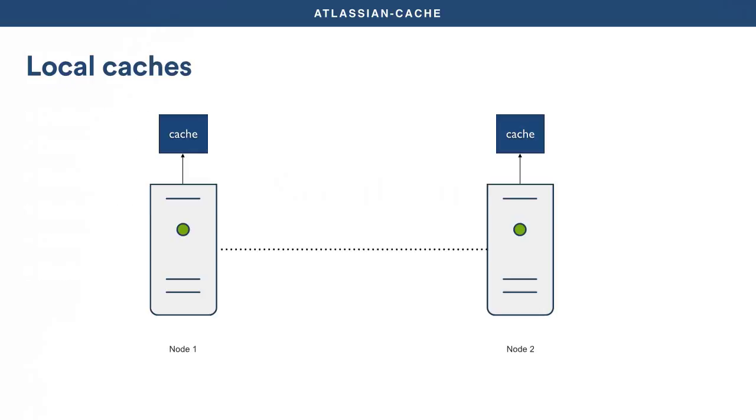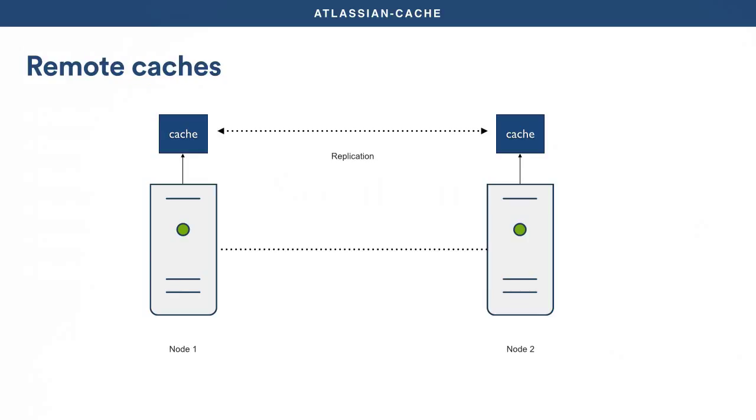OK. So let's have a look at the types of caches that you can create. The first and simplest type of cache is just a local cache. They're not synchronized across the network, and this is just so that you can use the same API to create local caches if you need them. They're basically very similar to Guava caches. So it's just a map that you can use.